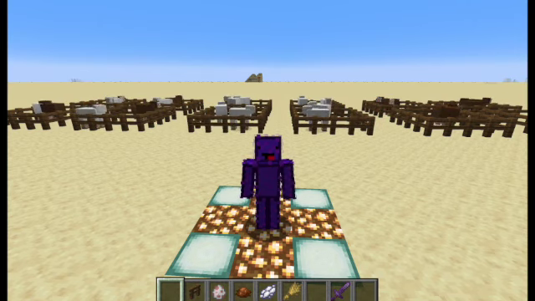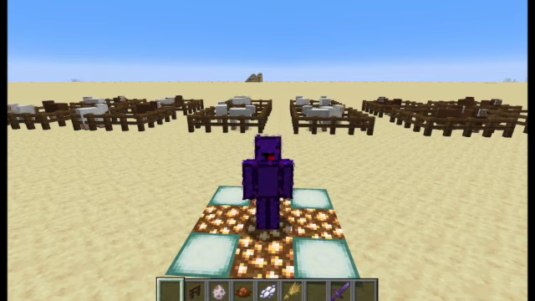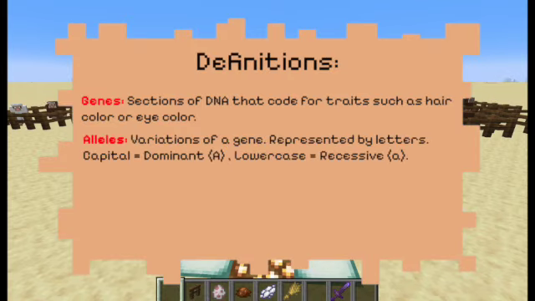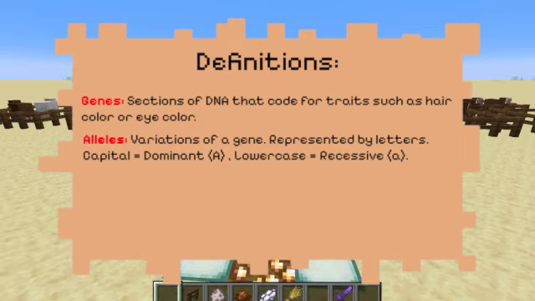However, we're first going to need to know some definitions before we can dive deeper into Mendelian genetics. Firstly, genes are sections of DNA that code for traits such as hair color or eye color, and alleles are variations of a gene. Alleles can be represented by letters, with a capital letter representing the dominant allele and its trait, and a lowercase letter representing a recessive allele and its trait.